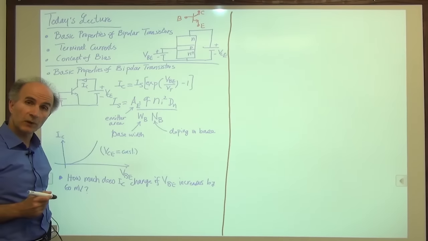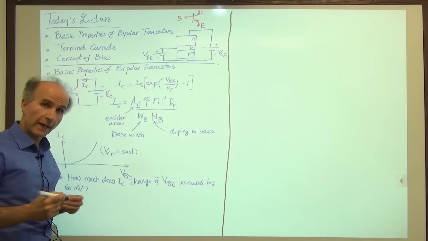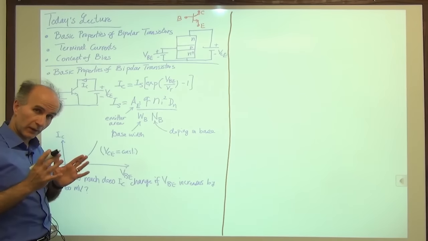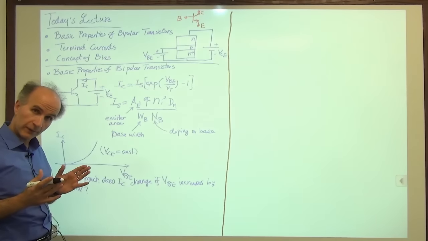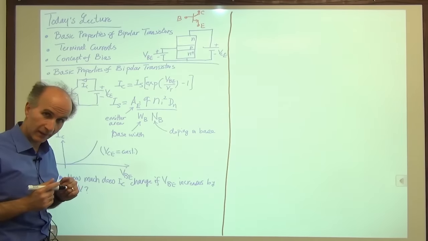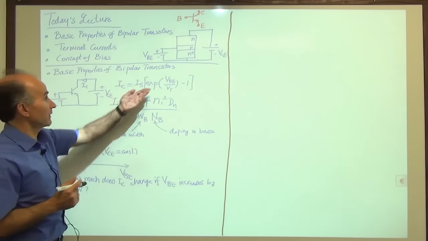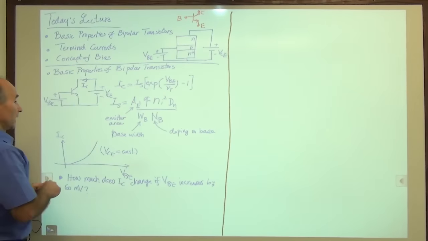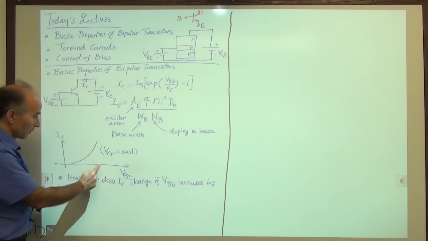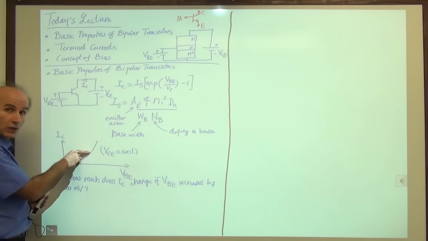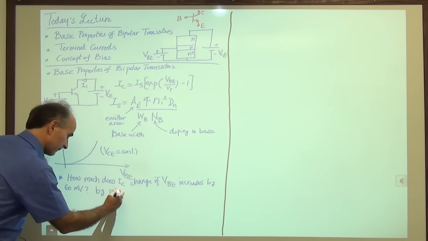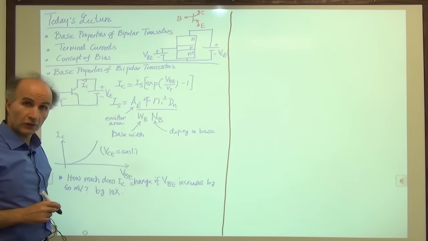Now for this, we need to remember what happened with diodes, which also followed exponential behavior. For diodes, we said if the voltage across the diode changes by 60 millivolts, the current through the diode changes by one order of magnitude, by a factor of 10. So it's the same thing here, because we have the same equation. That means that if the base emitter voltage changes by 60 millivolts, wherever you are, the current changes by a factor of 10.